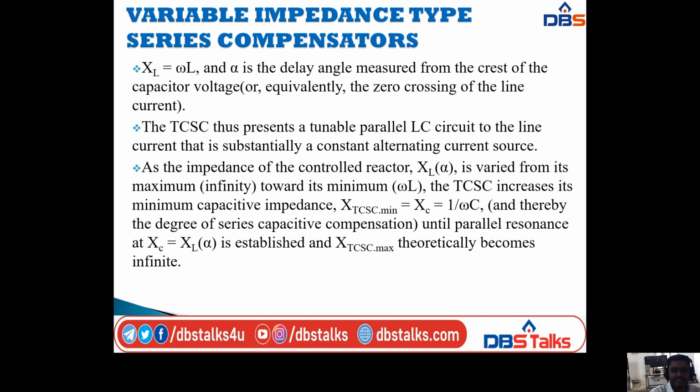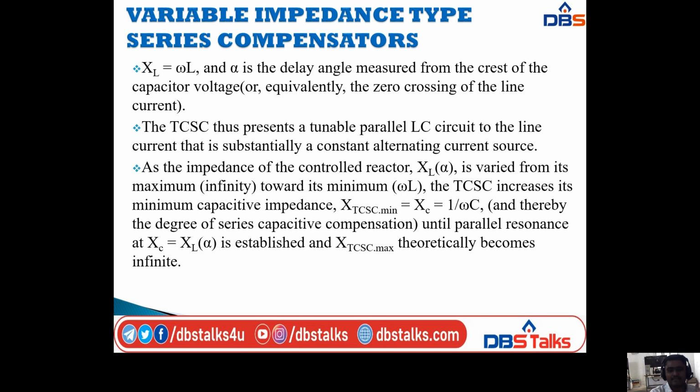If we take XL equal to omega L, and alpha is the delay angle measured from the crest of the capacitor voltage, or equivalently the zero crossing of the line current, then the TCSC presents a tunable parallel LC circuit to the line current, that is I.